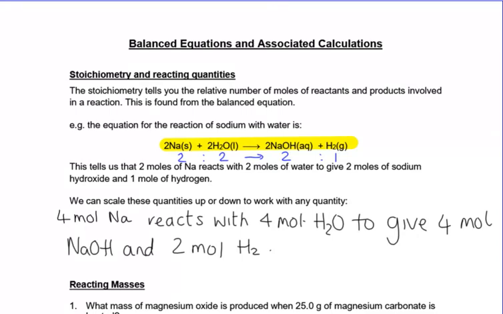What if we scale it down? What if we scale it down and start with, could you do it starting with 1/2 mole of sodium? So how would these numbers change if we had 1/2 mole of sodium? Have a go. So there we go. If we had 1/2 mole, we'd need 1/2 mole of water to give 1/2 mole of sodium hydroxide and 1/4, 0.25 moles of hydrogen. So we can scale up or down to any quantity, and this is really important for our calculations in chemistry.